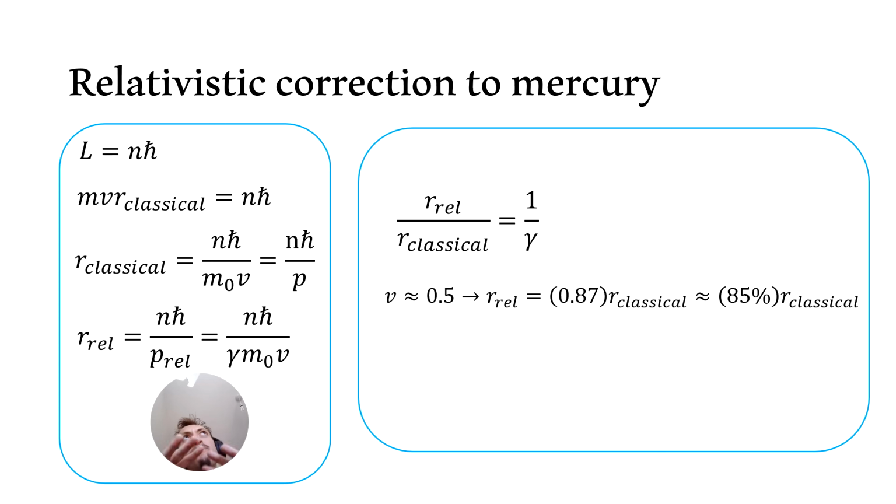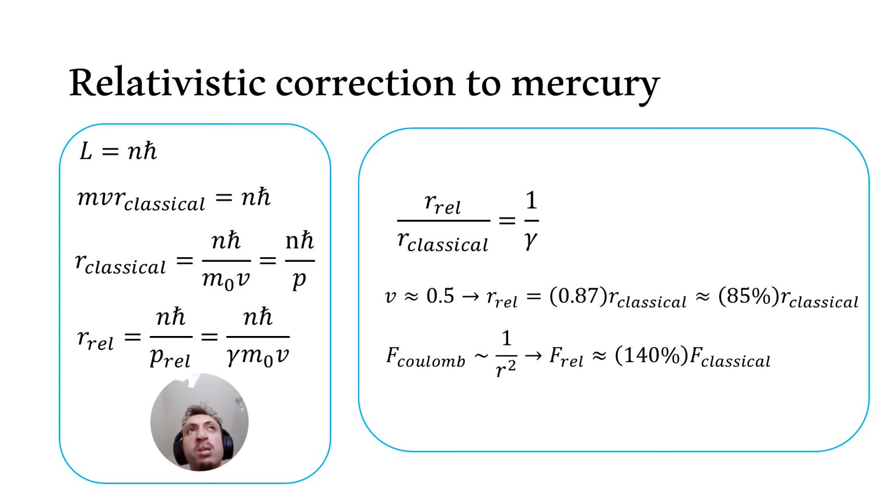So the whole mercury atom actually shrinks and is about 85% of the size we would expect if it weren't for relativity. And because the atom is smaller, the actual force holding the electrons to the atom is stronger.